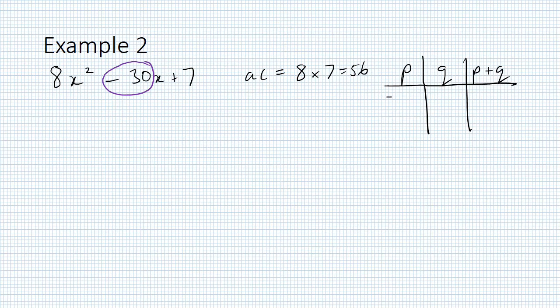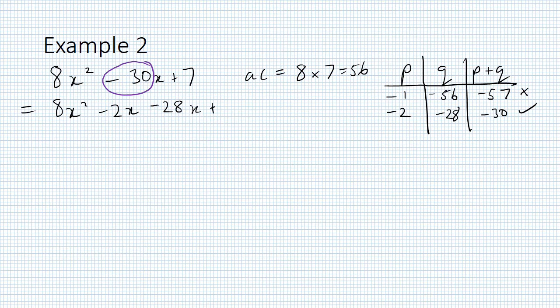Okay, so let's start off with minus 1 and minus 56. Adding those together, we get minus 57, which is too high. Minus 2 and minus 28. Adding those together, we get minus 30. Exactly what we're after. So, again, we now split the x term using those two factors. And again, it doesn't matter what order we write them in.